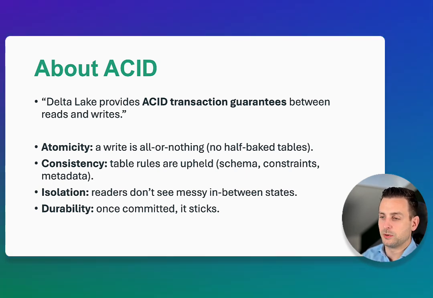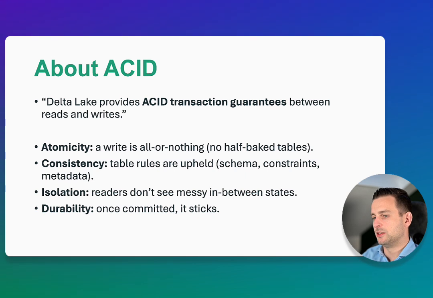The isolation part means that readers will not see the messy in-between transaction states. The transaction is isolated, and that means that the transaction is either done or not done, and you can only read transactions that are done. So even though you are writing 100 rows, you will never find a way to read part of those 100 rows. You can simply not do it. You either read the 100 rows or you don't.